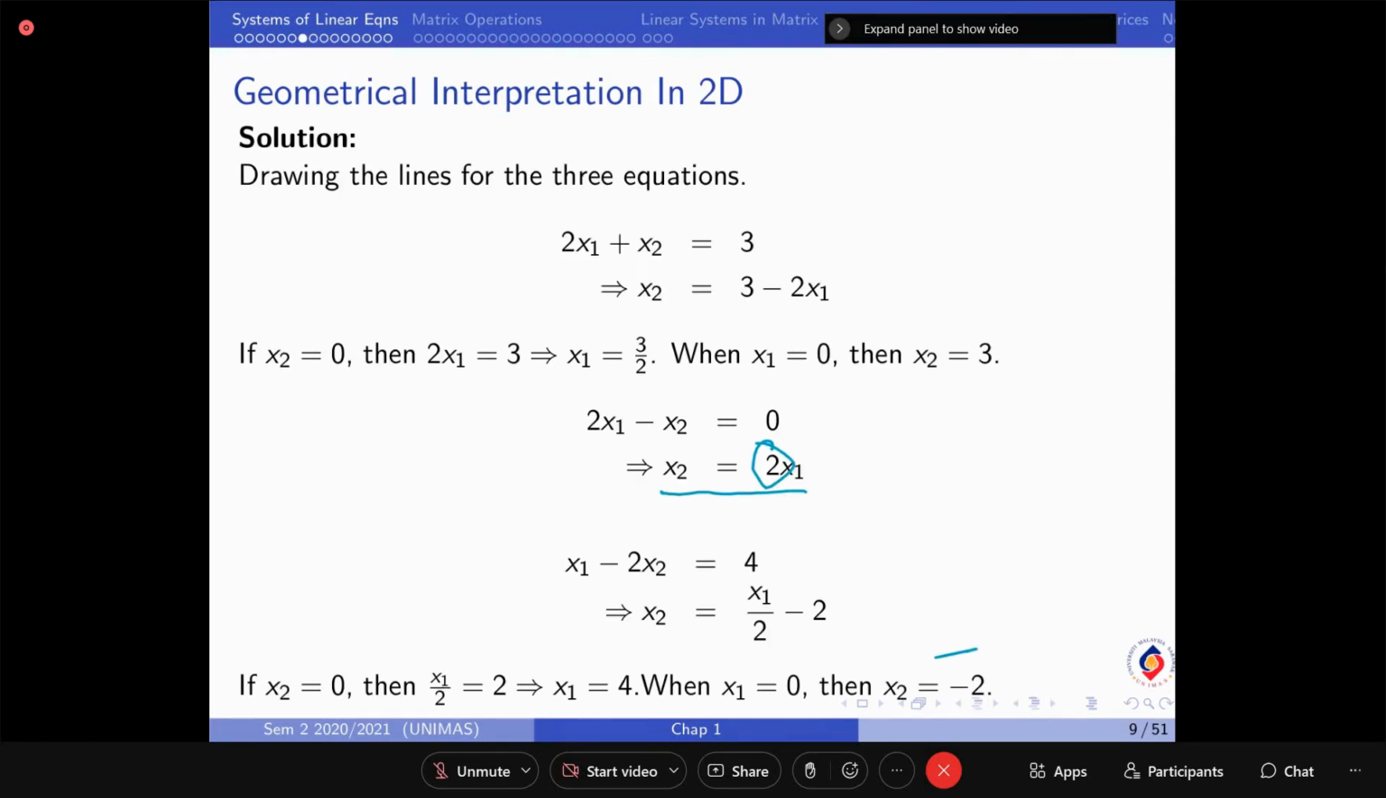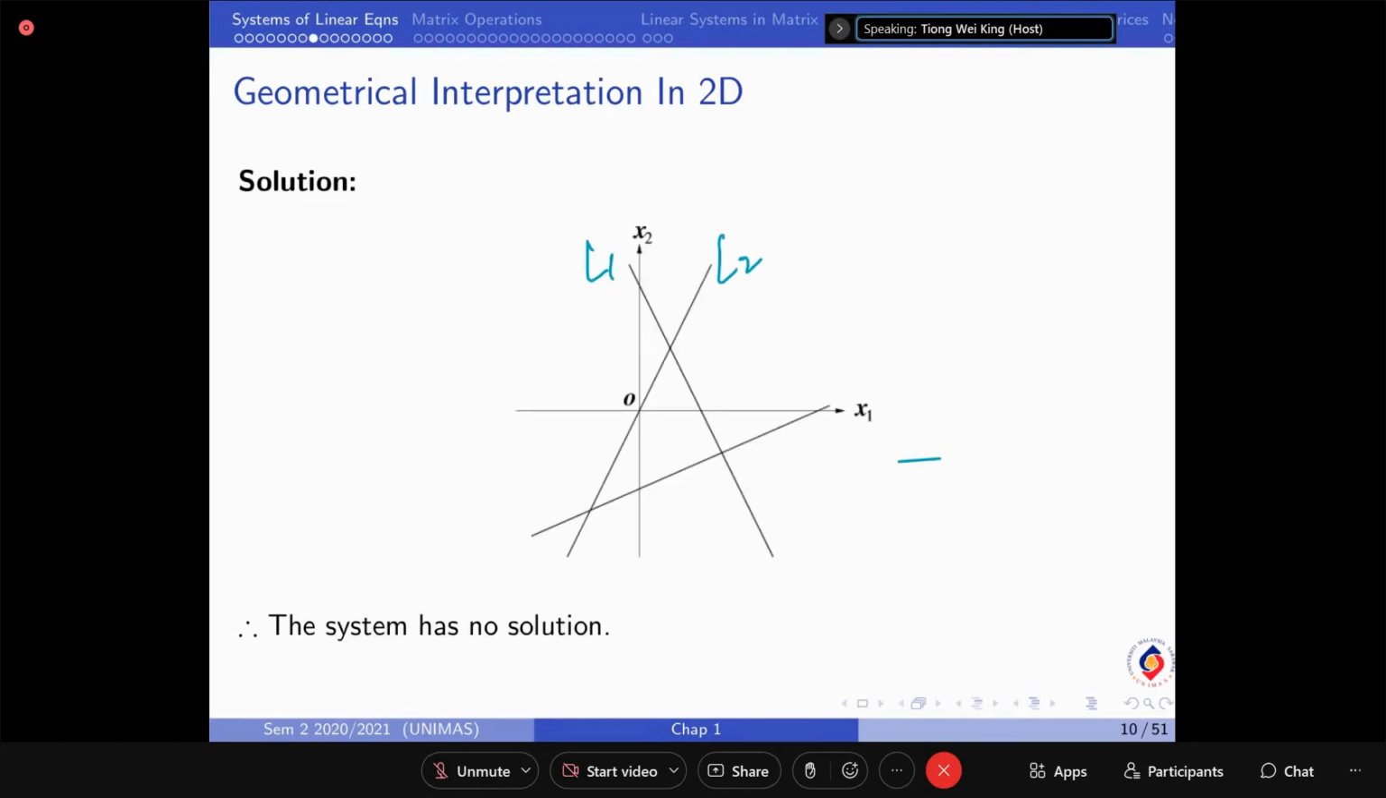Okay. Third line, so x1 minus 2x2 equals 4. If you rewrite, x2 equals x1 over 2 minus 2, so this is our y-intercept. This half is the slope. Okay, so if you find 2 points, so these are our 2 points here. So it would be this line.